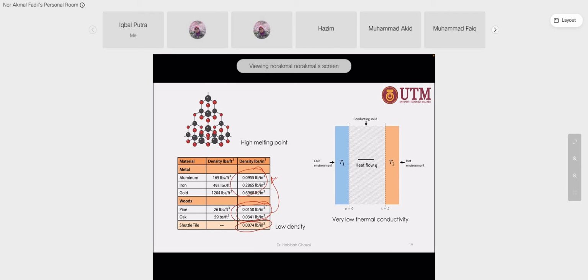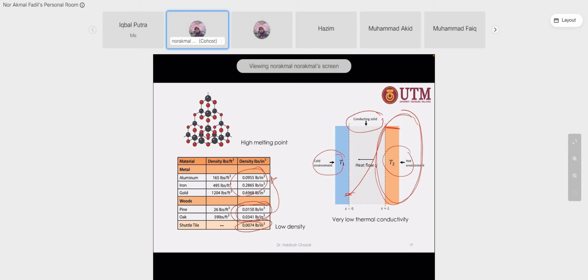So for the application, for heat flow, high temperature and cold environment, conducting solid, if we use low thermal conductivity, we can even reduce the temperature when it reaches the substrate. Therefore, we use low thermal conductivity for applications at high temperature.